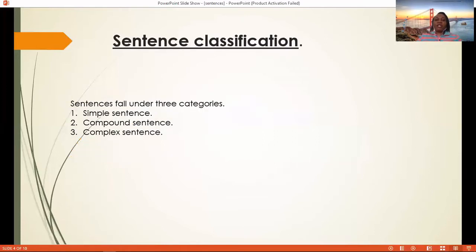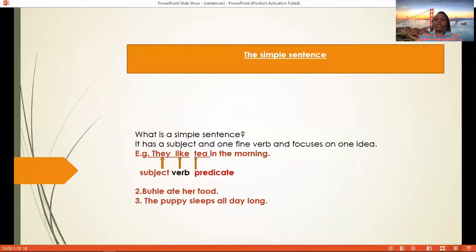Let's move on and look at sentence classification. Sentences fall under 3 categories. Number 1, we have the simple sentence. Number 2, the compound sentence. And number 3, the complex sentence. We are going to zoom in and look at these in depth and see different examples of these sentences.